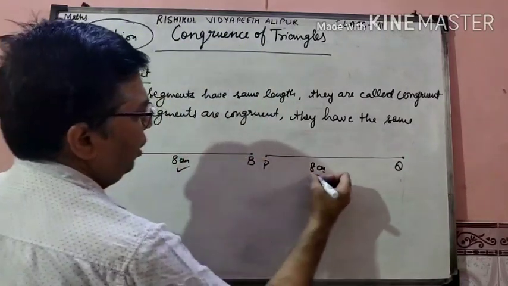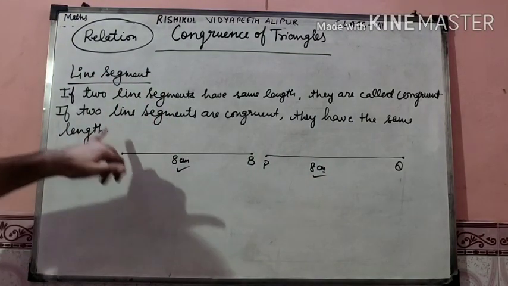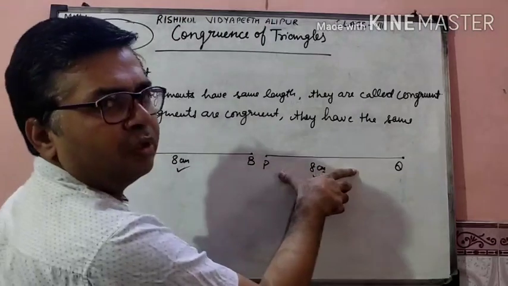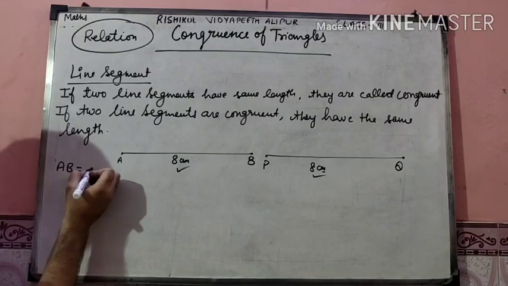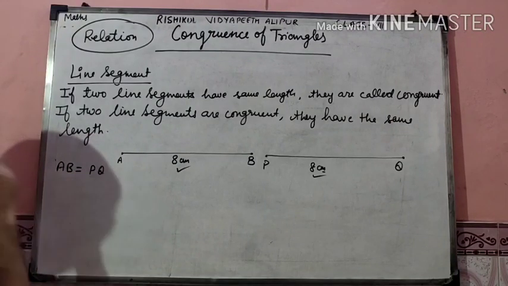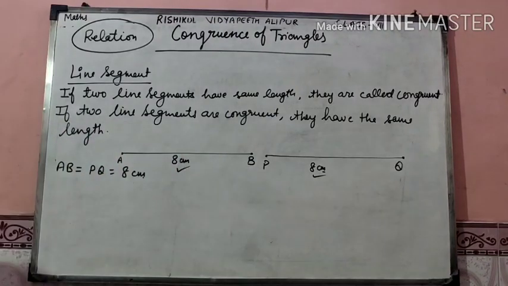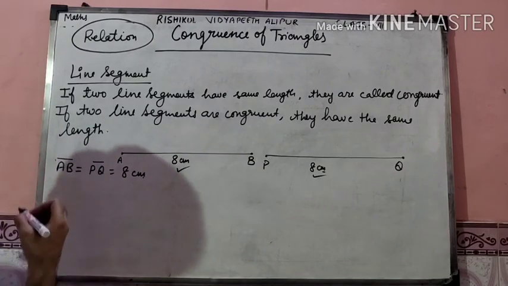This is of 8 cm, this is of 8 cm. So they are called congruent because these two line segments have the same length, because here AB is equal to PQ is equal to 8 cm. That's why they are called congruent. So we can say that AB is equal to PQ is equal to 8 cm.